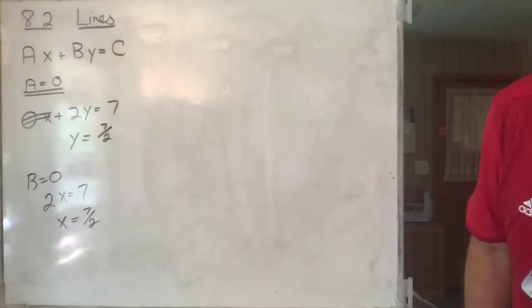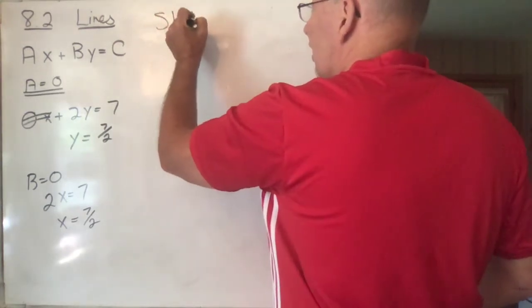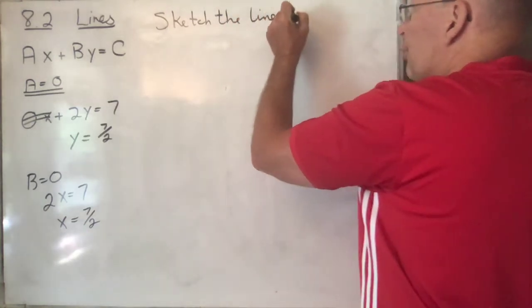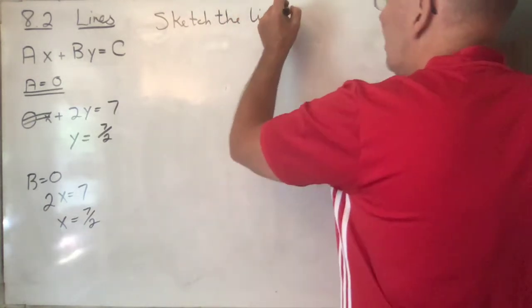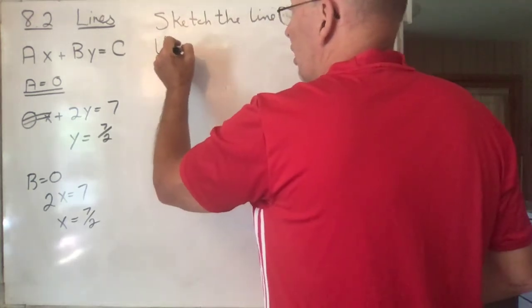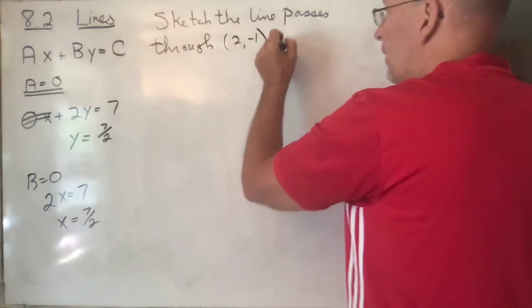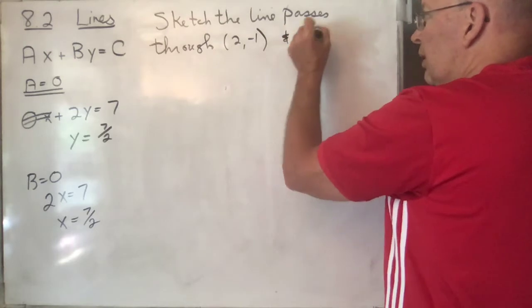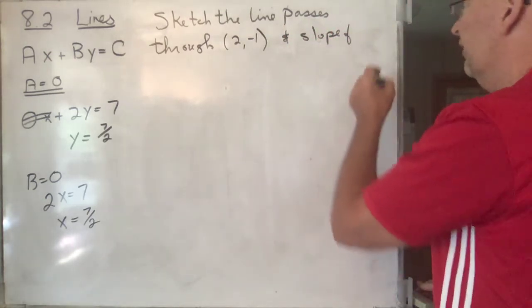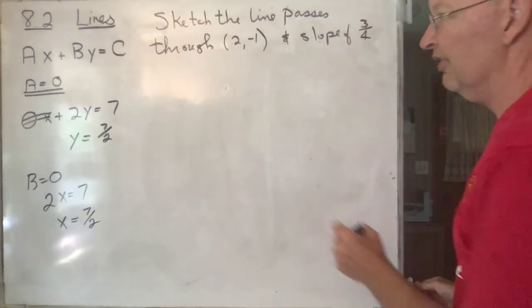Very good, okay, let's try another one just for practice. Let's say sketch the line that passes through the point 2, -1, and has a slope of 3/4. Okay, so what's that going to look like?